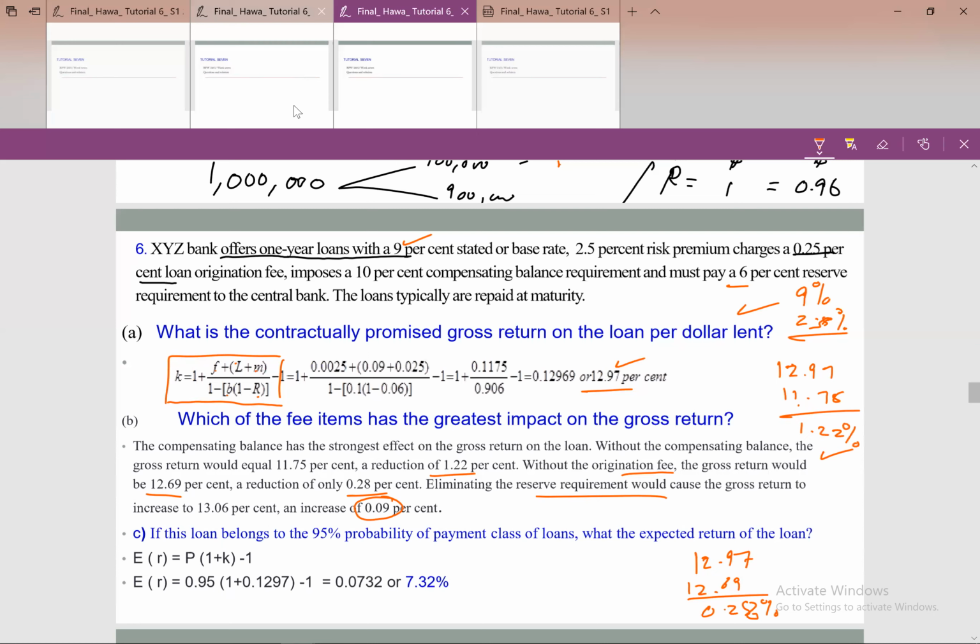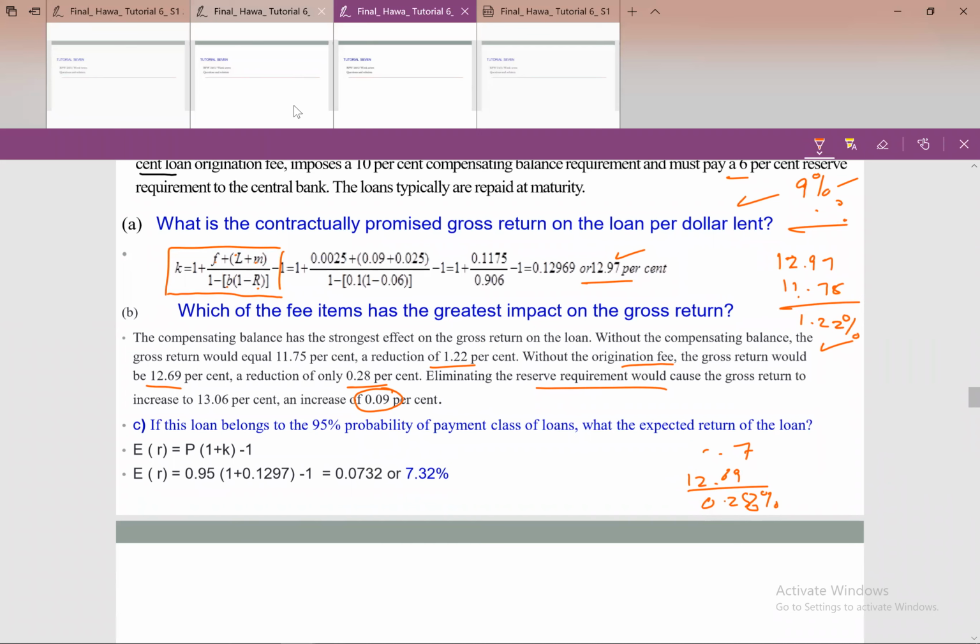So they can tell you it's 9%, the basic rate, and we have a premium of 2.5, so it's 11.5, but actually you end up paying 12.97. These things you have to be careful about. Now, this is one thing when you understand the pricing.